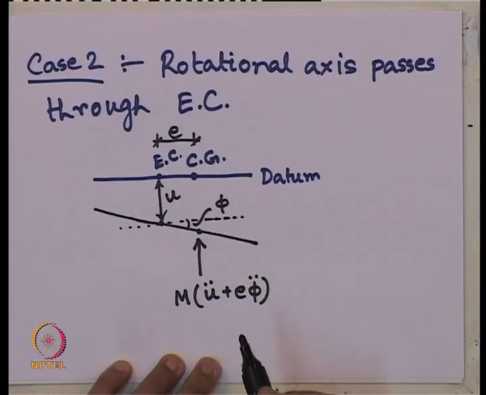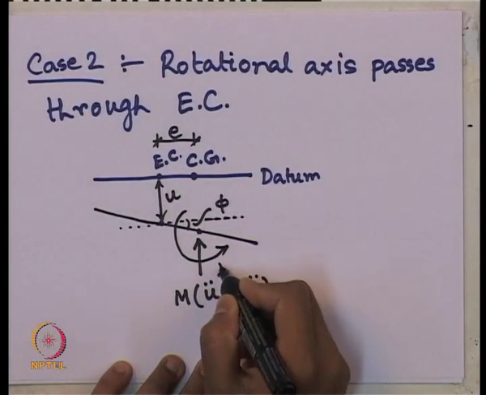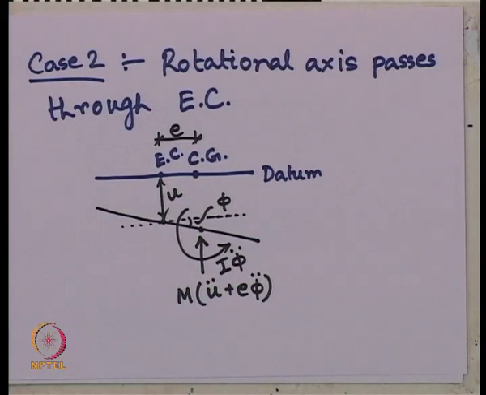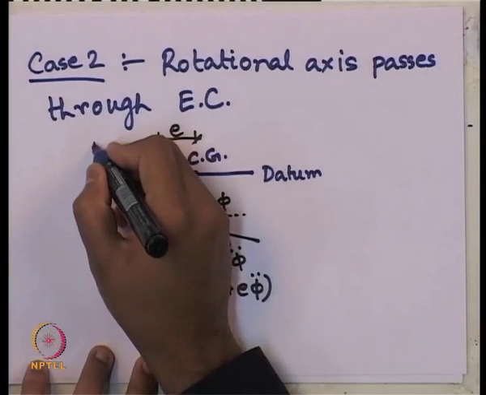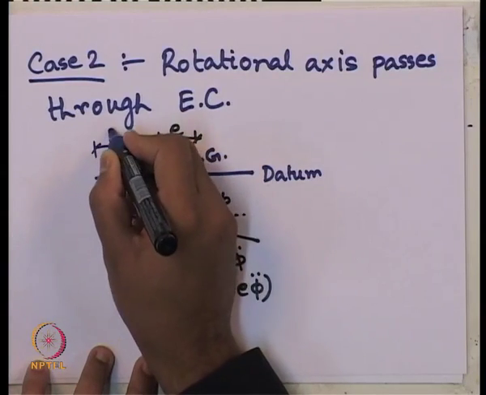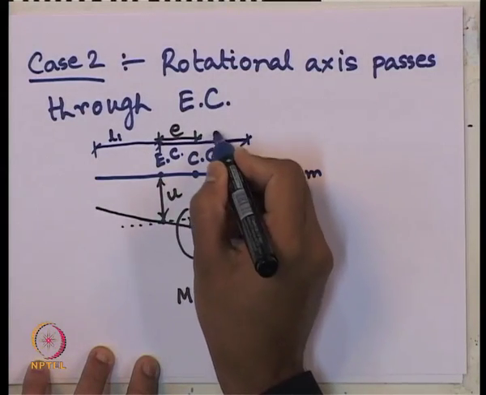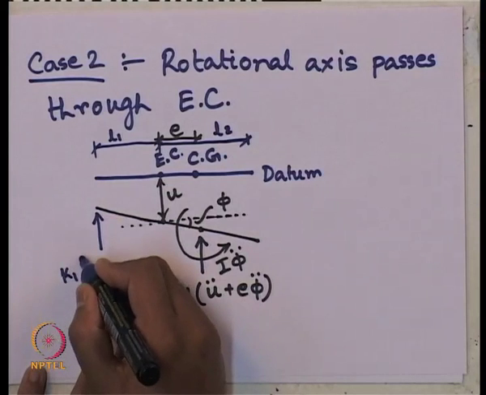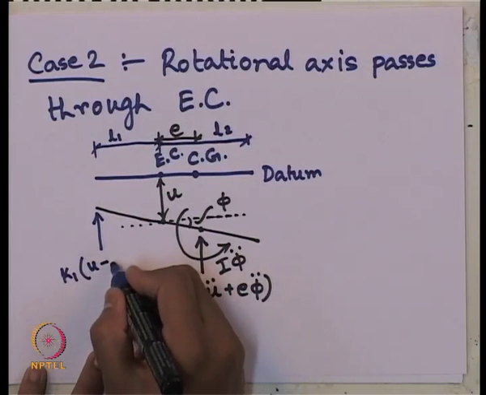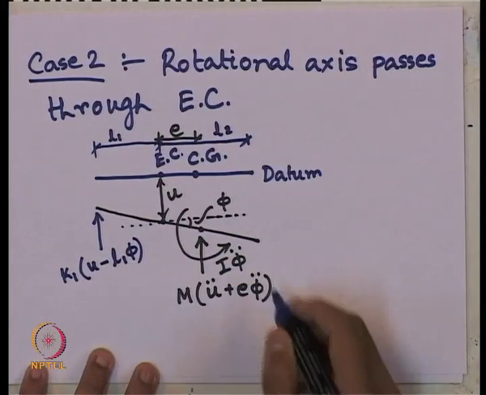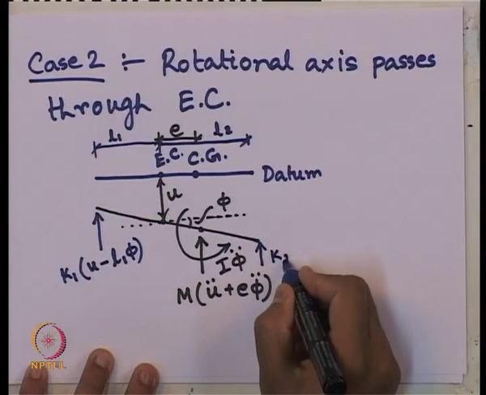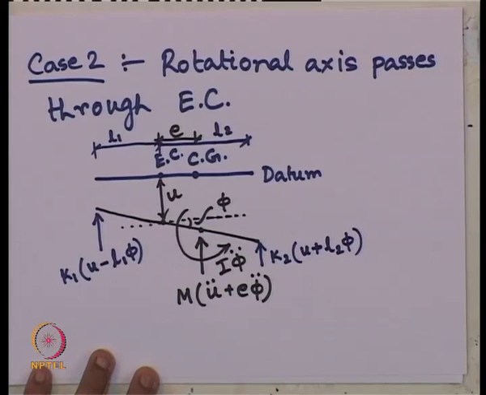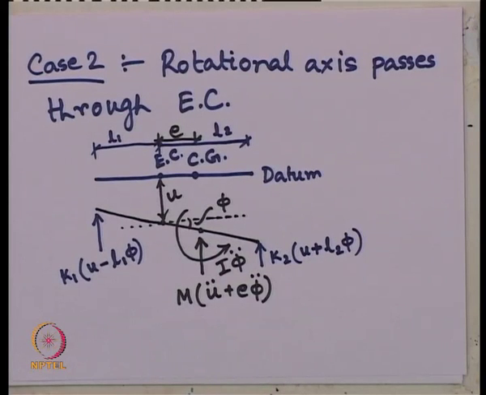And what is the rotational inertia force? That should be again about this CG, that is I phi double dot. And we had springs at these two corners. So, what are the spring forces now acting? Remember, the distances of these springs from the elastic center were L1 from this side and L2 from this side. So, at this end, the spring force should be K1 times u minus small L1 times phi, and at this end the spring force should be K2 times u plus small L2 times phi. Okay. So, the free body diagram is complete. These are the forces now acting on the beam.